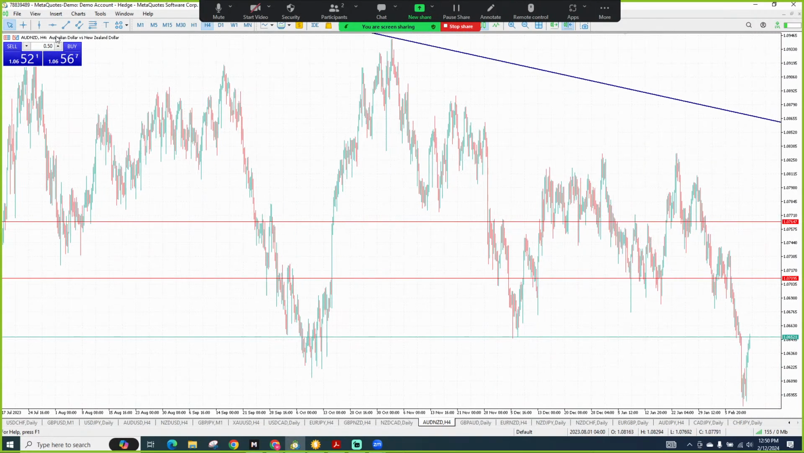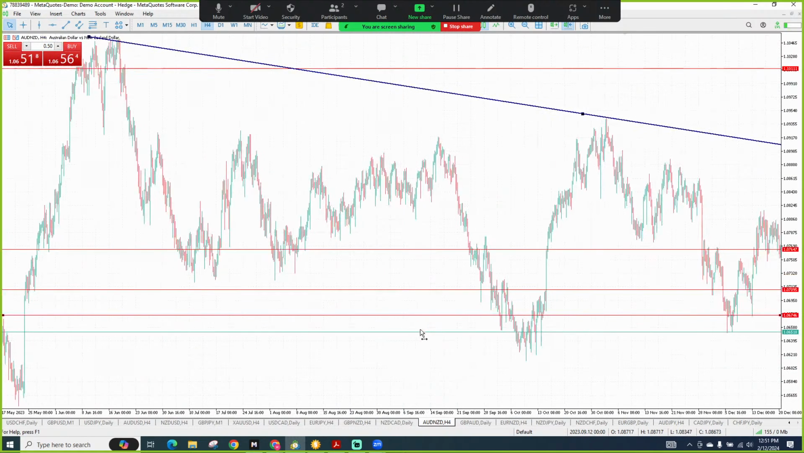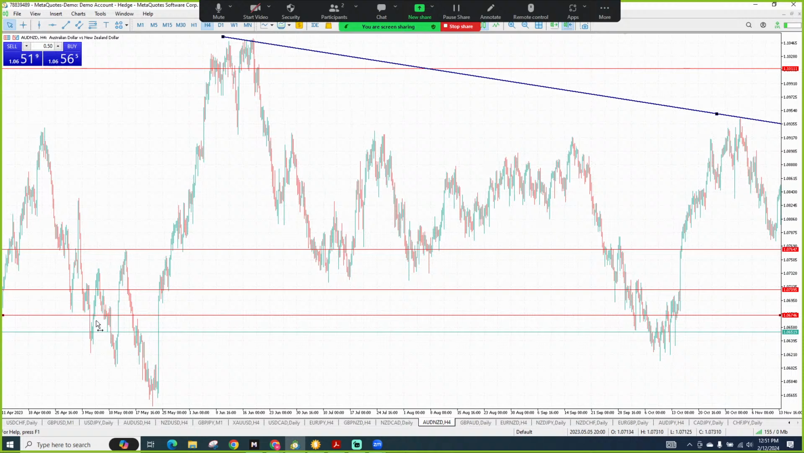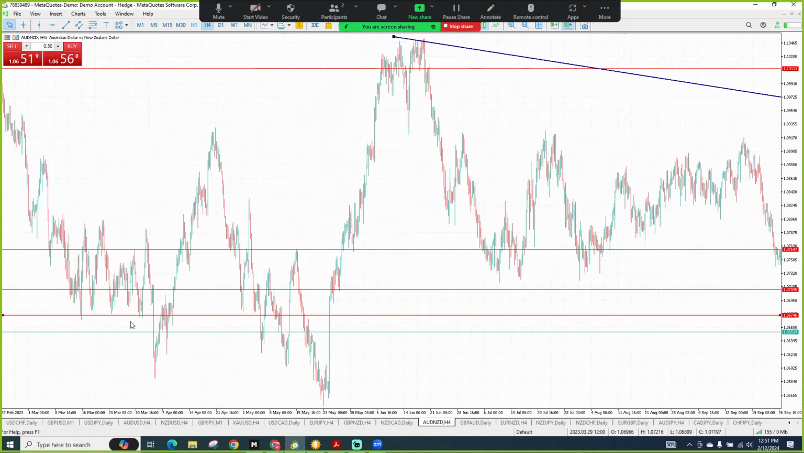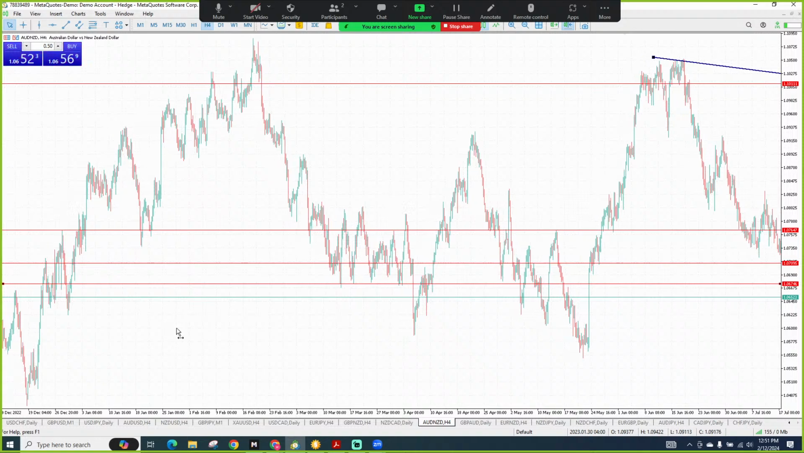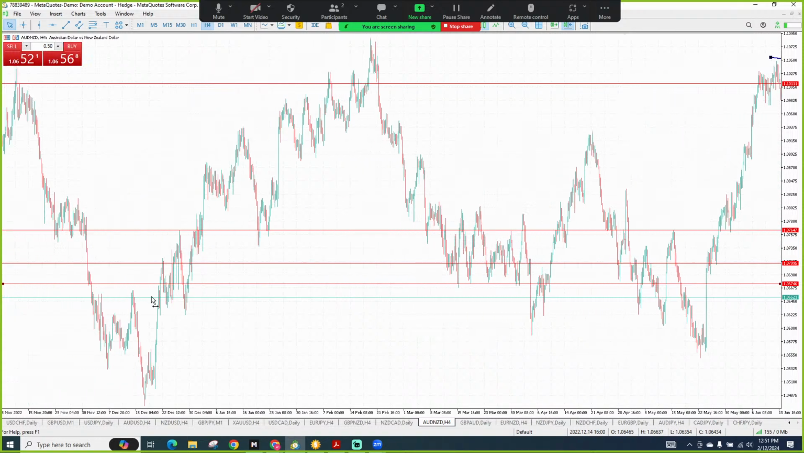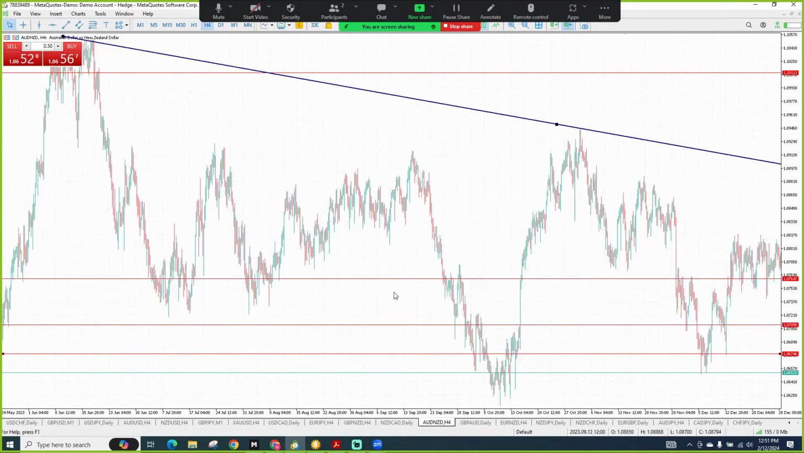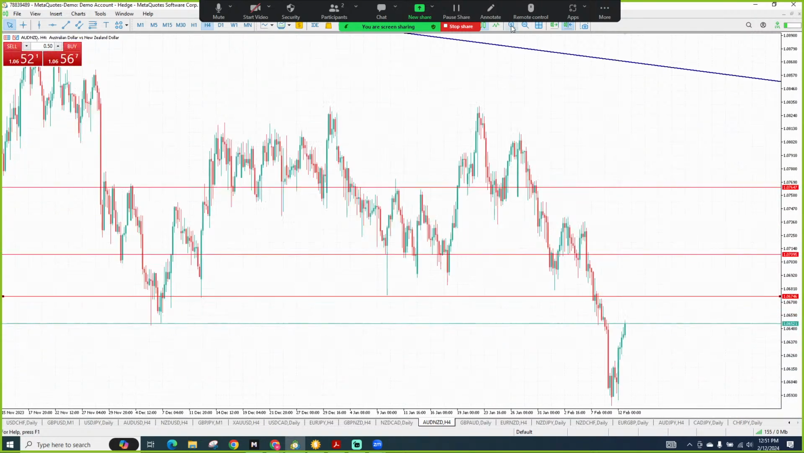This zone, if I draw a line there, you see where it passes? Yes, this is the line. That's a good area because you have support, support, support right there, and resistance right there. So it's a good area.